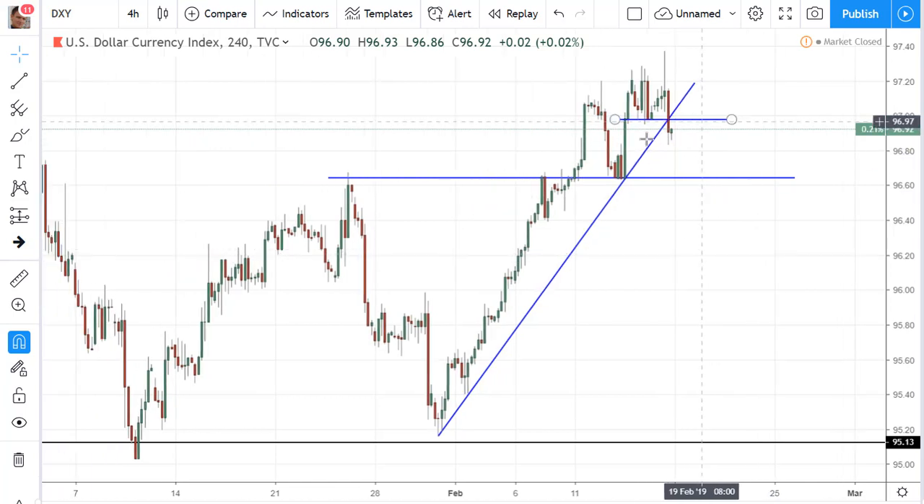So to me, this is a signal combined with this pin bar that we are probably seeing a kind of reversal. So I will be trading the dollar index on a zone between, let's say, 97 and 96.6, somewhere around here. So that being said, this is the dollar index. Let me go to some pairs.